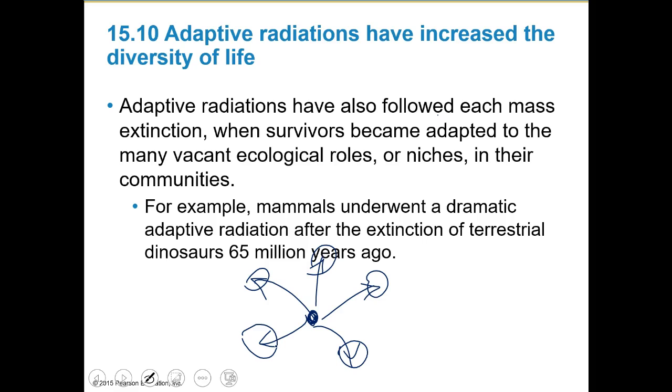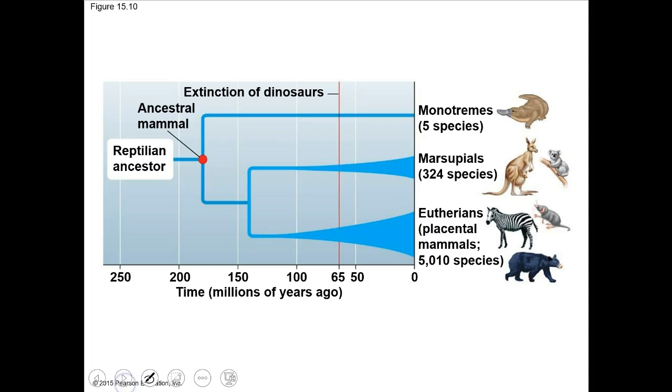Okay, so survivors become adapted to the vacant ecological roles or niches in that community. For example, mammals underwent a dramatic adaptive radiation after the extinction of terrestrial dinosaurs about 65 million years ago. Because dinosaurs dominated, once they were extinct, mammals could radiate outward and occupy those particular niches. So here are our maybe reptilian ancestors, and then we get this radiation outwards of mammals of various kinds.